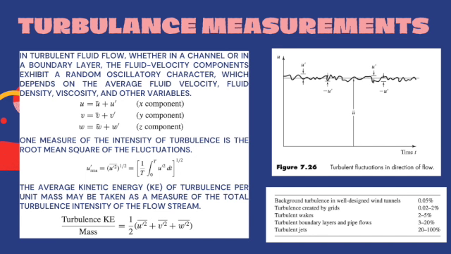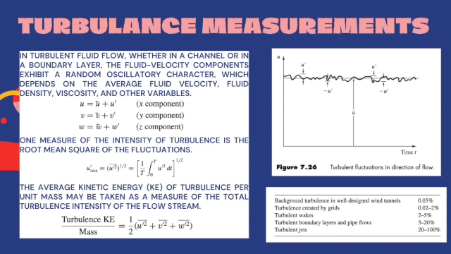Turbulence measurements. In turbulent fluid flow, whether in a channel or in a boundary layer, the fluid velocity components exhibit a random oscillatory character, which depends on the average fluid velocity, fluid density, viscosity, and other variables. The instantaneous velocity components are expressed as what follows, where the bar quantities are the integrated average velocity components and the primed quantities represent the fluctuations from the average velocity. Figure 7.26 illustrates a typical plot of turbulent fluctuations.